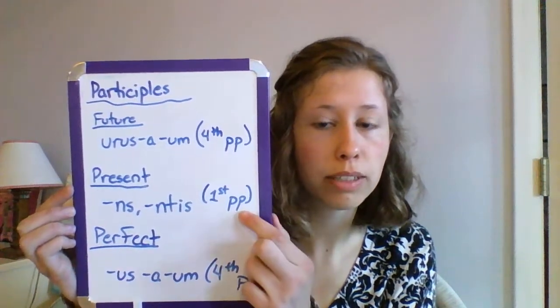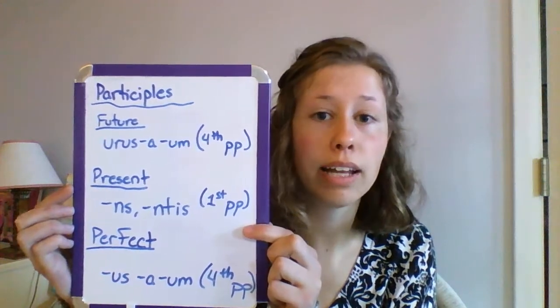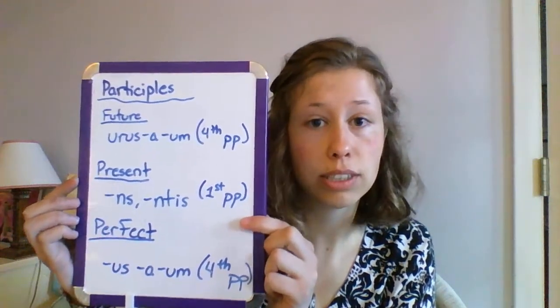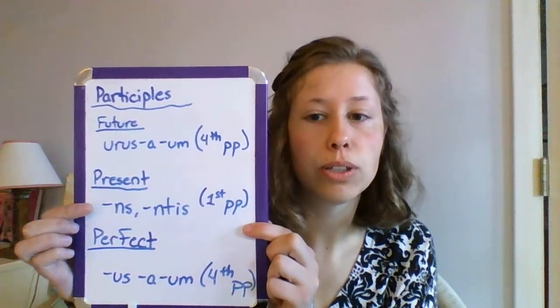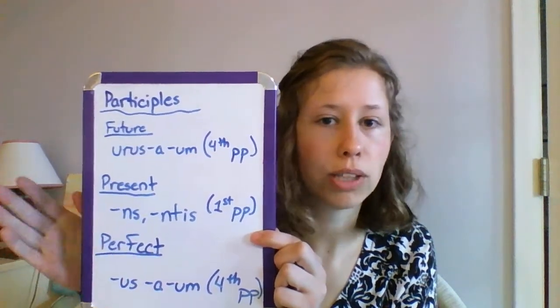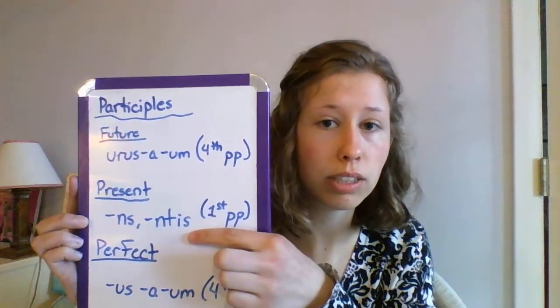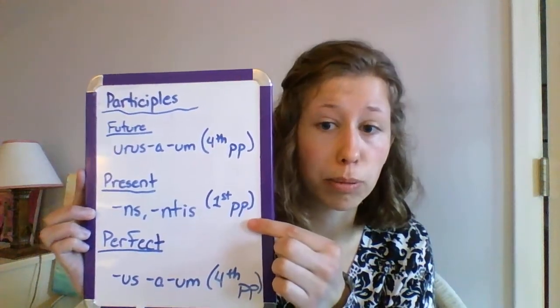Present participles are mostly noted by that -nt or -ns they have, so you take the first principal part, as you see here, you add an -ns or -nt, and then your third declension noun endings. So you have amans and then amantis, or amantem, amantum, whatever endings are relevant. So that's third declension, you will note, and it's from the first principal part because it's present.